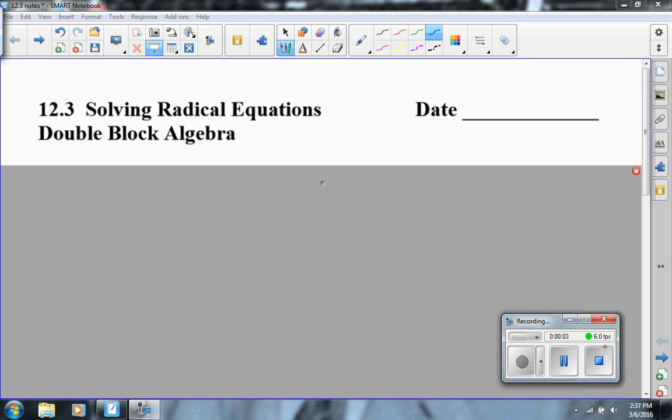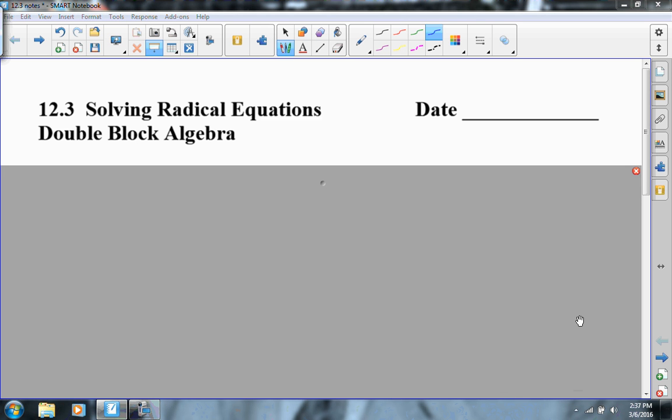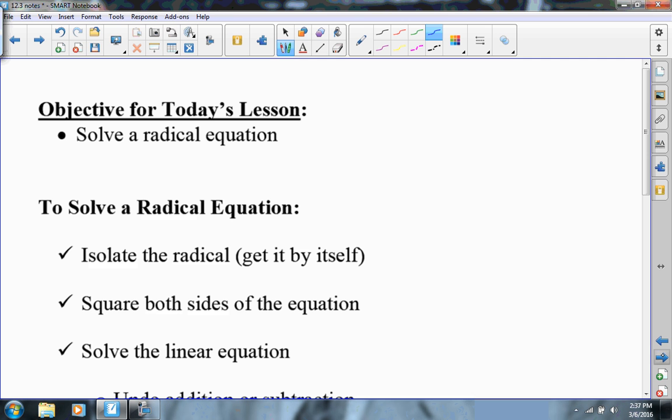Welcome to Mrs. Neller's notes for her double block algebra class. These are the notes for section 12.3 entitled Solving Radical Equations. And today we're going to solve radical equations.